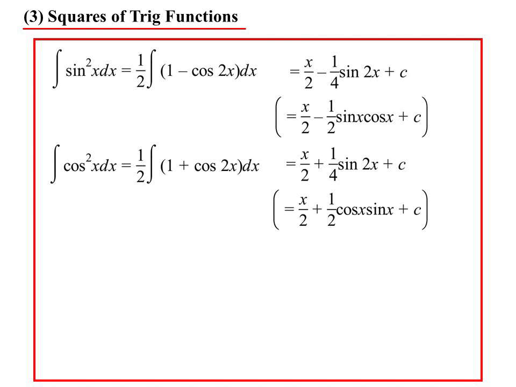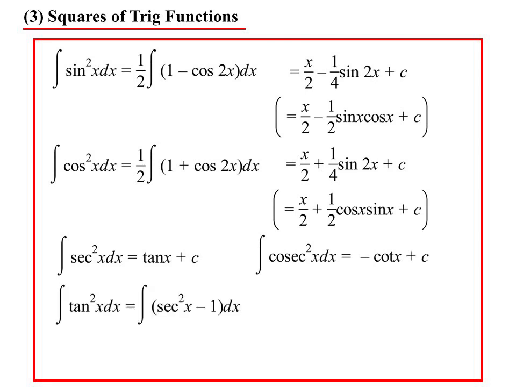They're the same answer. I guess it all depends again what you're doing with the answer, whether you want to do that or not. Sec squared, well, that's one of our standard ones. That just goes to tan, and cosec squared, as we just saw, minus cot. Tan squared, that one we can do with our identity. That becomes sec squared minus 1. Then the sec squared goes to tan, the 1 goes to minus x, which means cot squared.